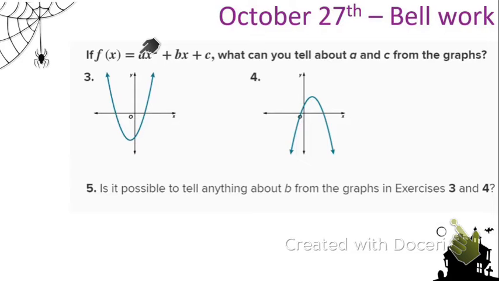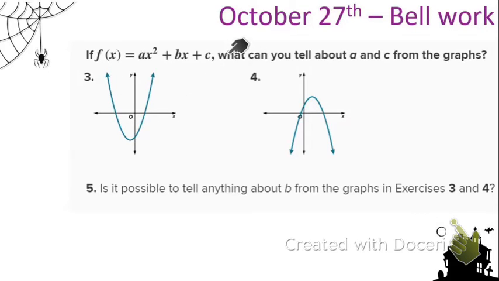Yep, it does stretch and compress. But what else does it do? It makes it upside down. When A is negative, it makes it upside down. And when A is positive, it makes it up. So we're going to talk about A and C. When A is positive, your parabola is a smile.